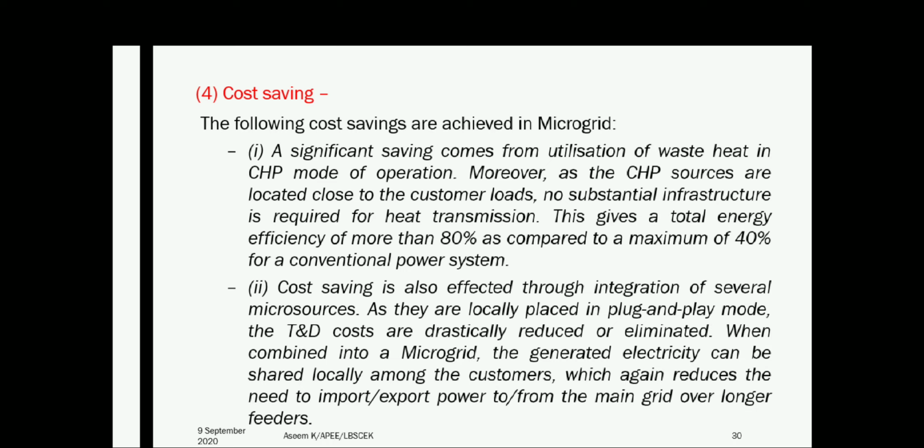Load is also very near to the generation. This gives a total energy efficiency of actually more than 80%, as compared to the maximum of 40% for a conventional power system.